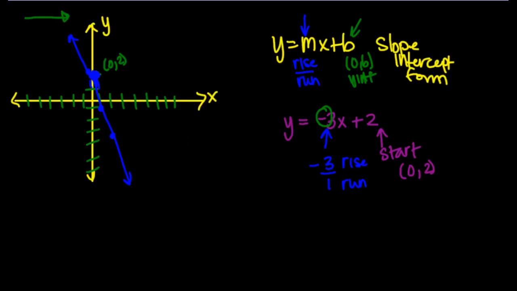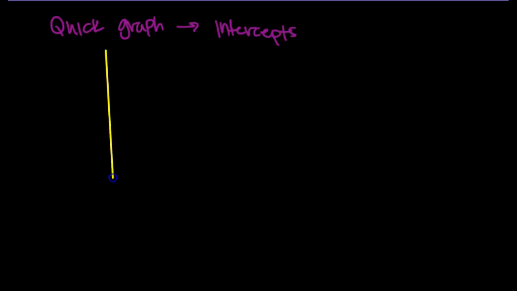All right, one more way to graph, and that's a quick graph using intercepts. Okay, we like shortcuts, right? You like shortcuts, I like shortcuts. So intercepts means where the line crosses the x-axis, and where it crosses the y-axis. All right, so let's do a quick graph.